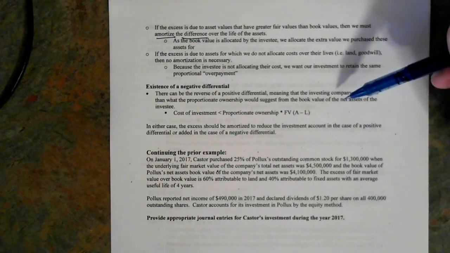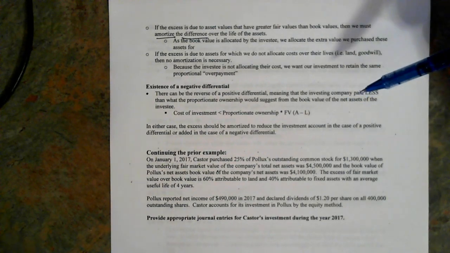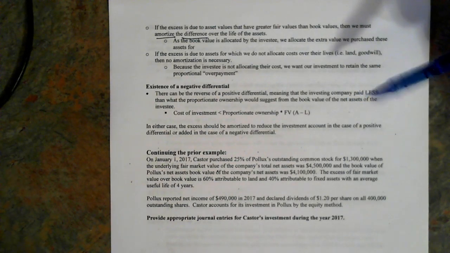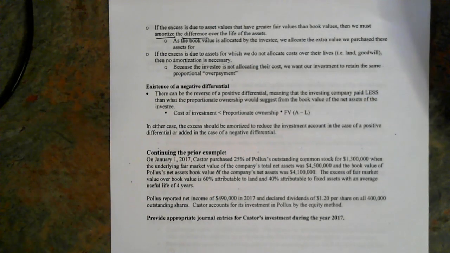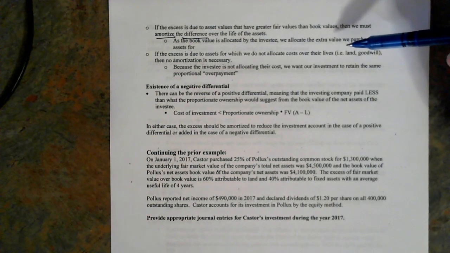There can be a negative differential. We might pay less than what the proportionate ownership would suggest. So maybe we actually pay only 20% for 23% ownership in a company. Then we would have a negative differential. Either way, we get some back, and we need to amortize those things as long as they are due to something that the investee is adjusting over time.